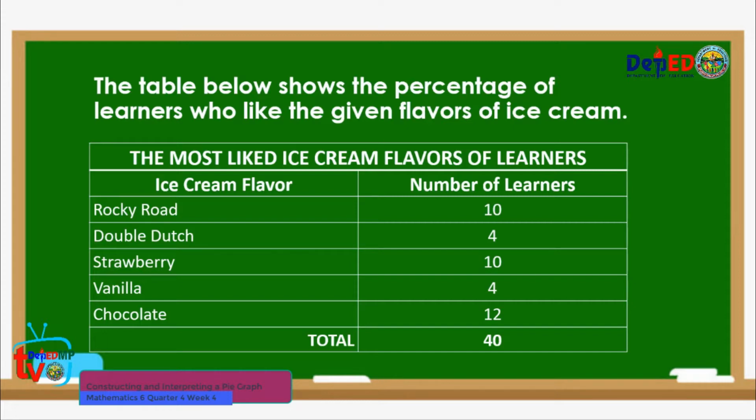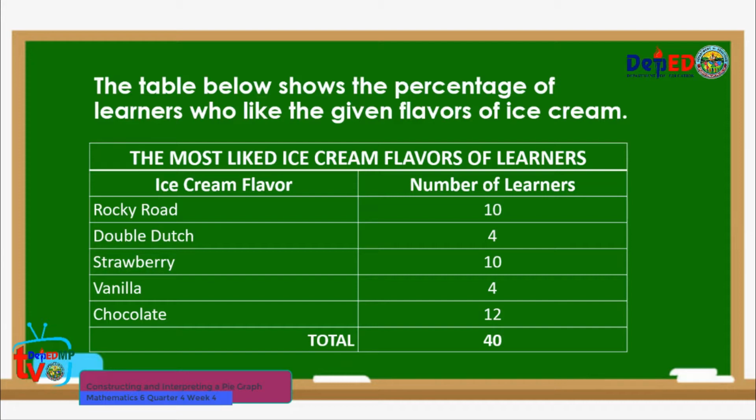Let's go now to this next activity. The table below shows the percentage of learners who like the given flavors of ice cream. Title of the data is The Most Liked Ice Cream Flavors of Learners. The first column is ice cream flavor. Second column is number of learners. Under ice cream flavor are Rocky Road, Double Dutch, strawberry, vanilla, and chocolate.